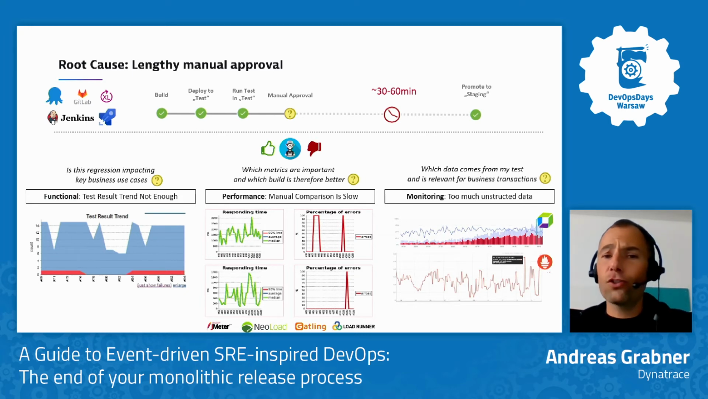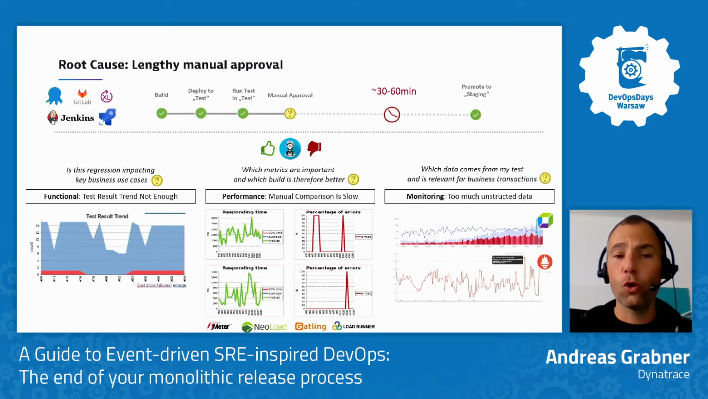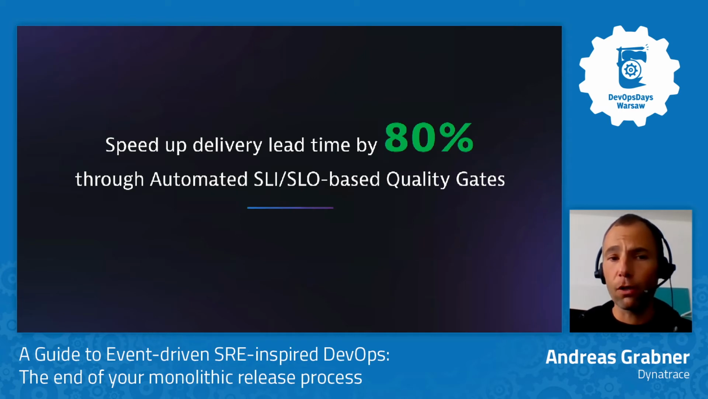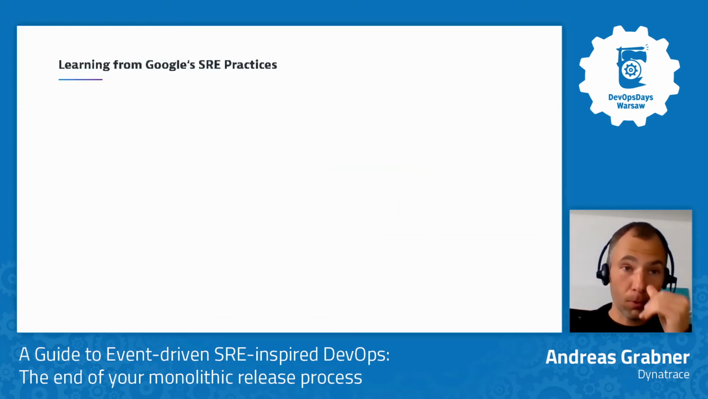And if you're also adding observability and monitoring, Prometheus, Dynatrace to the mix, then you even have more data, and it typically takes even more time to then decide, is this a good or a bad build? And this is why so much time is wasted. So what we want to do to solve this problem, we are bringing an SLI and SLO-based quality approach to the mix. So now, what is this?